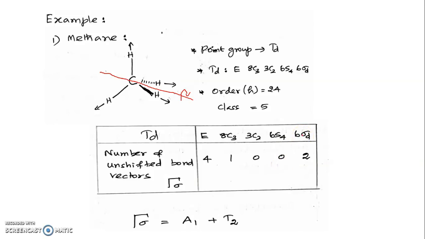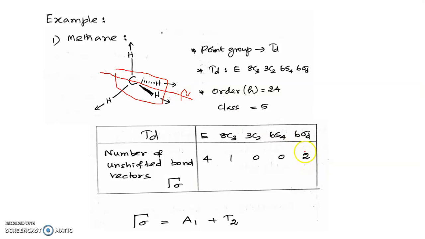You know very well, dihedral plane passing through 2 CH bonds. Suppose if I keep a plane here passing through these 2 hydrogen and the carbon, that plane will be in between these 2 hydrogen. So if you do reflection, this bond vector will reflect here, this bond vector will reflect here. These 2 bond vectors remain as such. So the number of unshifted bond vectors is 2.